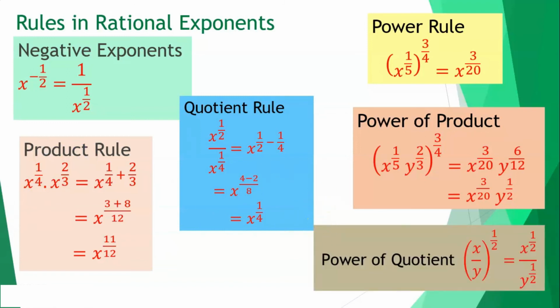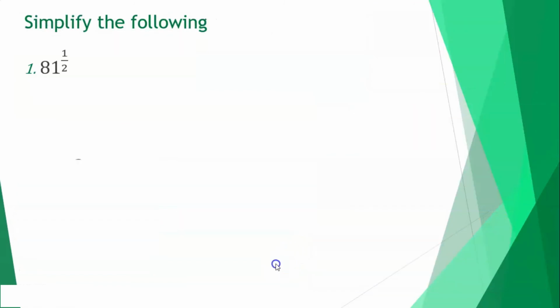Okay. Then for power of a quotient, the same thing, distribute the rational exponent to the terms inside the parentheses. So let's have an example. Simplify the following. 81 to the power of 1/2. So the clue here is the denominator here is 2. So we have to rewrite 81 to the base with an exponent of 2. So that would become 9 to the power of 2, which is still 81, to the power of 1/2.